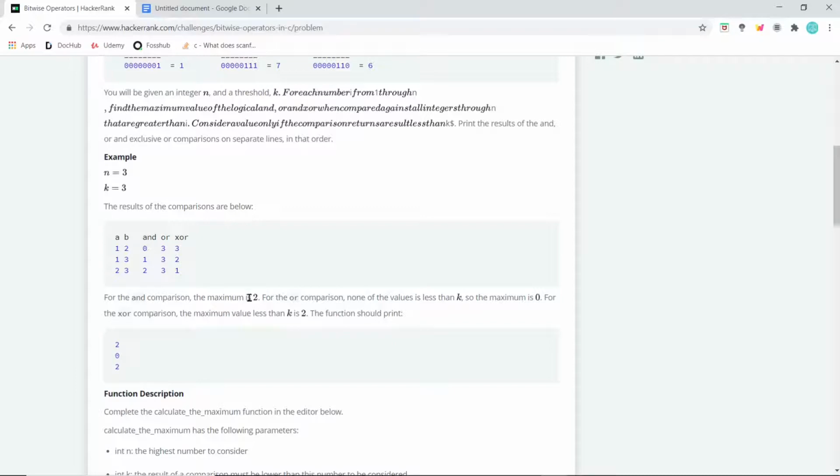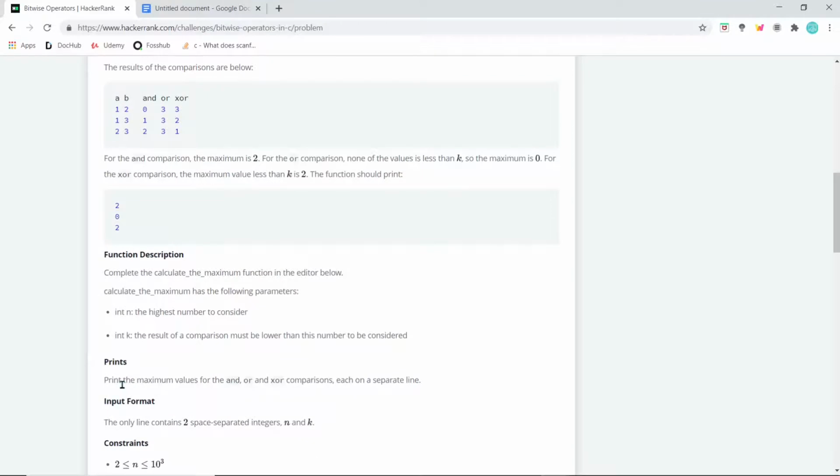For the AND comparison, the maximum is 2. For the OR comparison, none of the values is less than k, so the maximum is 0. For the exclusive OR comparison, the maximum value less than k is 2. Okay, so 3 was not considered for the exclusive OR comparison, and we have the next largest value as 2, so we output that. The function should print 2, 0 and 2, in 3 lines, one after the other.